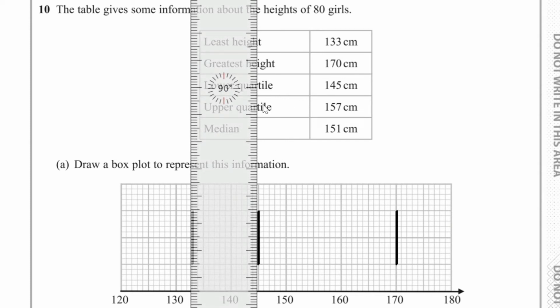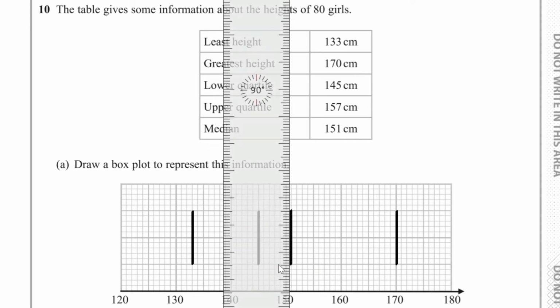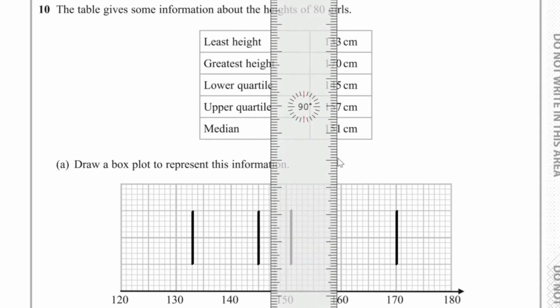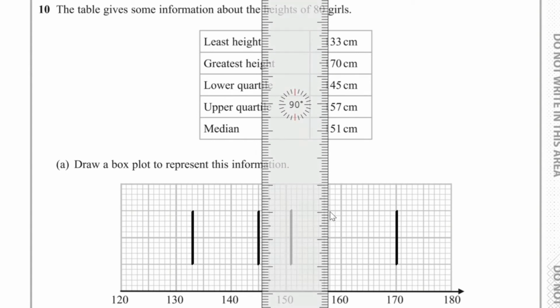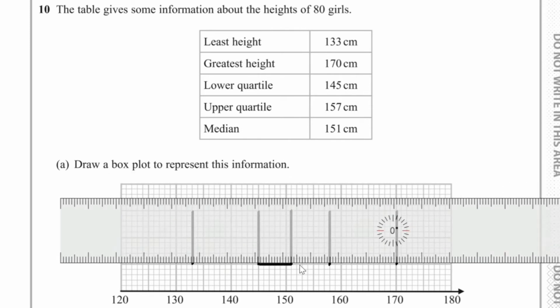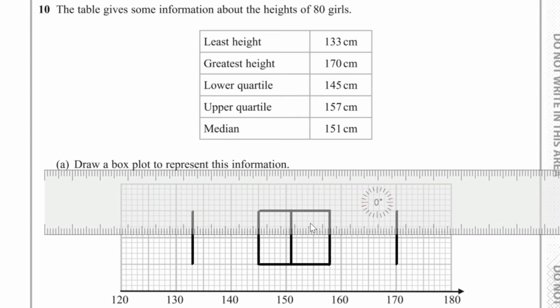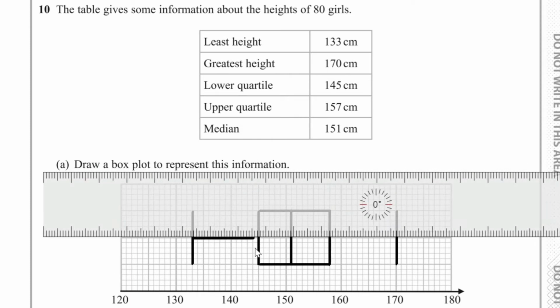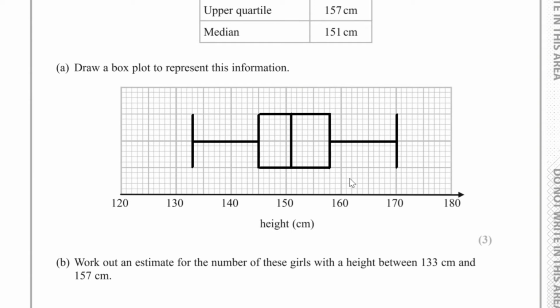That's here. The median at 151. And the upper quartile at 157. Now we simply join these up like so, and then we join these up. Here is the completed box plot.